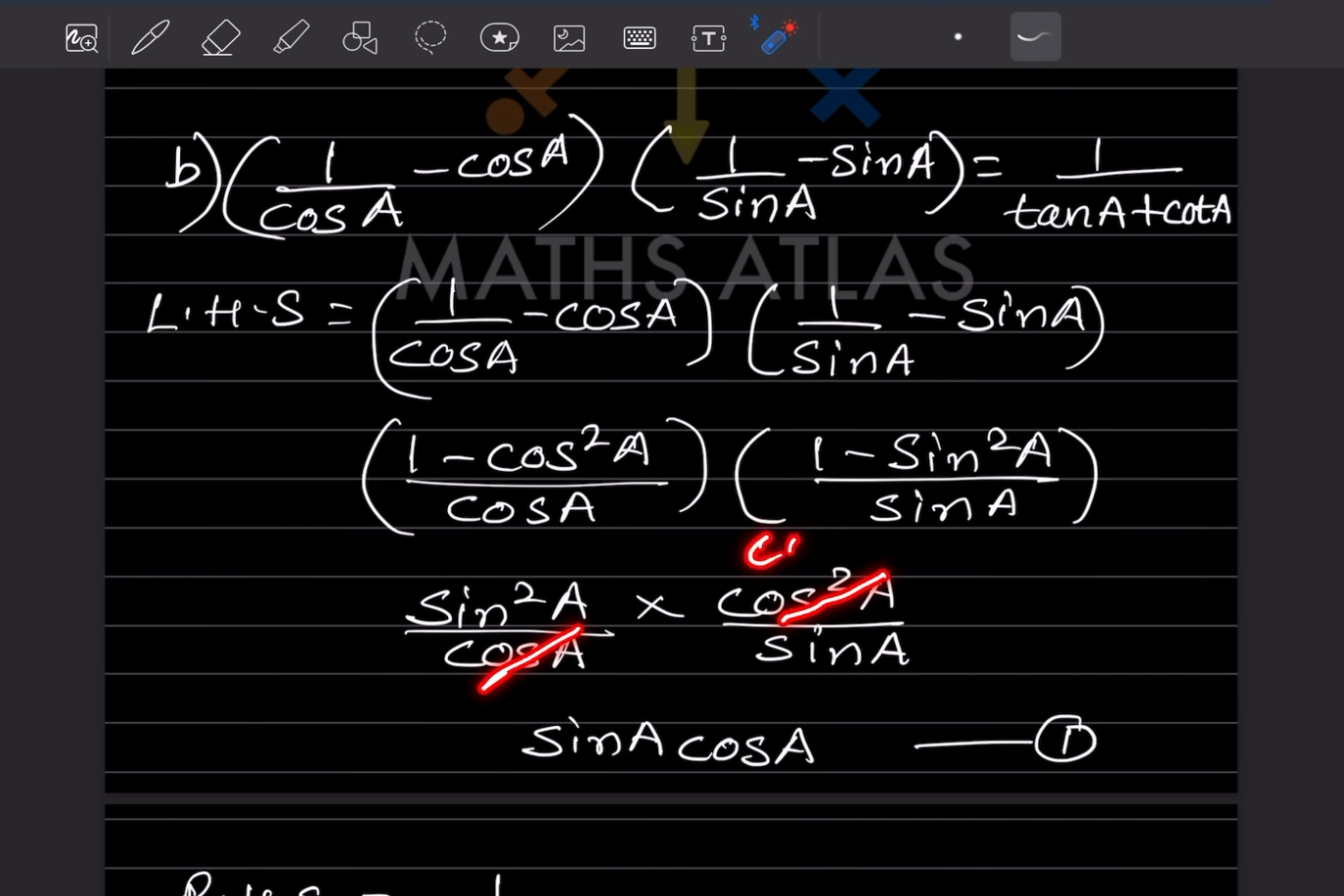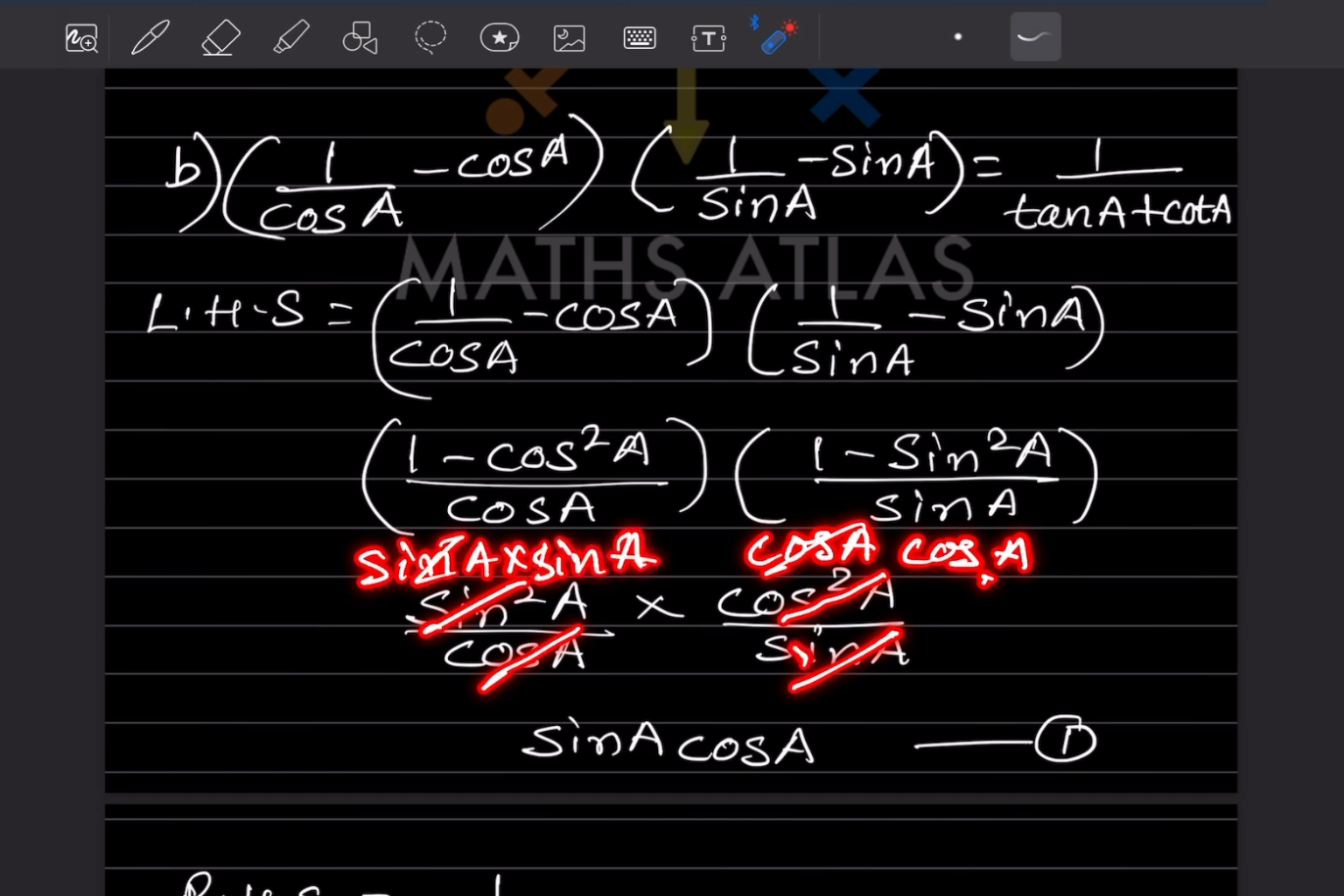So now what you can see here, from here this cos a and this is cos square a means here only one cos square a means cos a into cos a, right? So one goes off, remains is cos a. Again from here and this one, this is sin square a means sin a into sin a. So one gets cut from here, remains is sin a. So what we can write here, sin a cos a in the numerator. So this is, we can say, equation number 1.